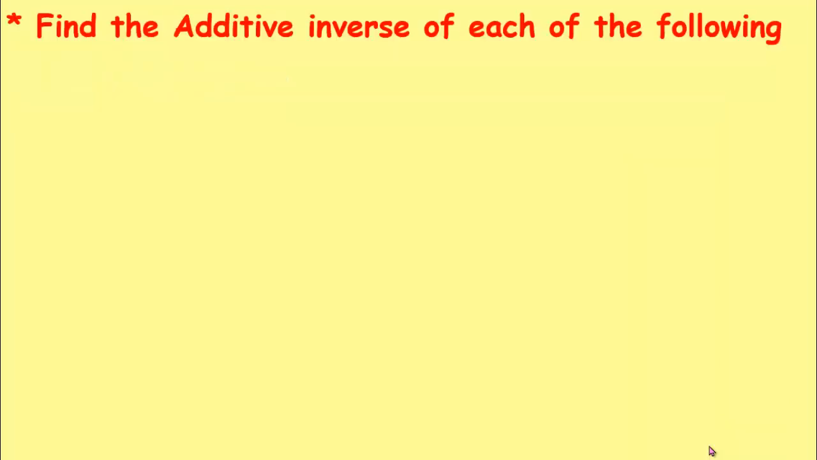Let's go now for another question. Find the additive inverse for each of the following. I want to find the inverse of each of the following numbers. Number A is 3 over 7. What is the additive inverse of 3 over 7? We said that the additive inverse of any number is the same number but in opposite sign. I have here positive 3 over 7, so its inverse is negative 3 over 7.